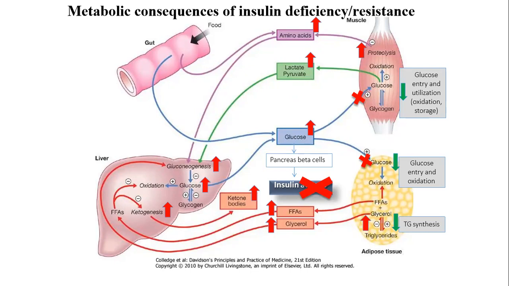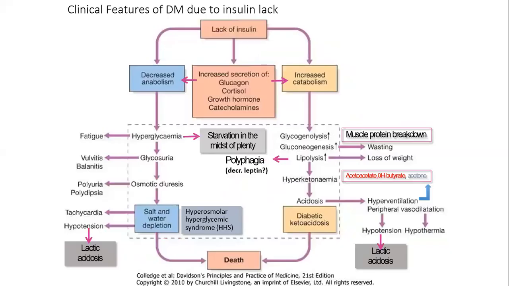So generally, if there is no production of insulin, everything goes high, except there is reduced glucose entering. There is reduced oxidation, reduced uptake by the muscles, and reduced triglyceride synthesis.